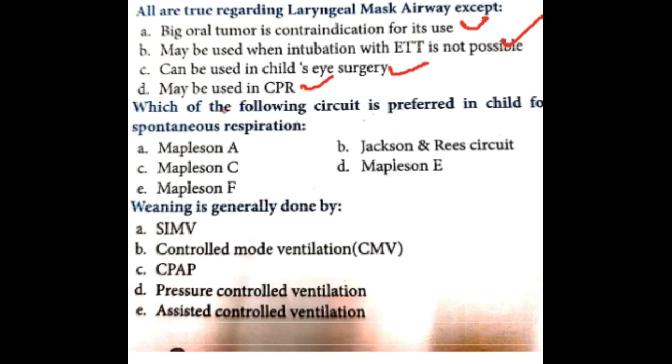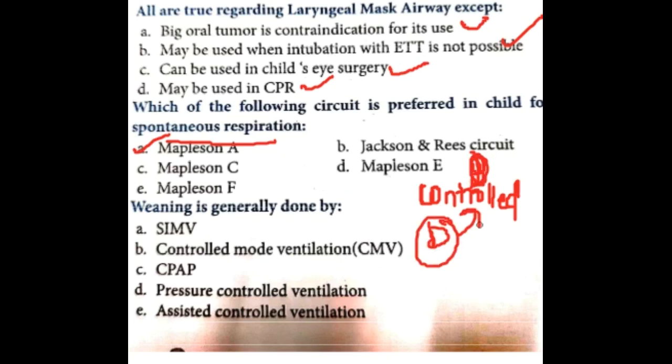Next question. Which of the following circuits is preferred in a child with spontaneous ventilation? For spontaneous respiration, Mapleson A is preferred, and Mapleson D or Bain circuit is preferred for controlled ventilation. Sorry, this is not Jackson-Rees, sorry, Mapleson D. Mapleson D you see is controlled ventilation. Jackson-Rees method is for pediatric ventilation, which is Mapleson F.